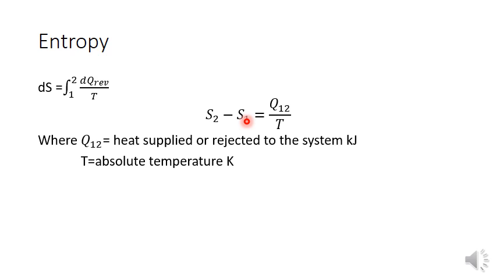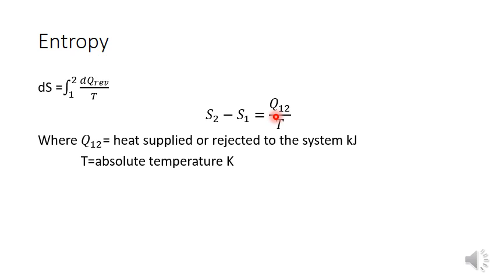Because in an adiabatic process the heat transfer is 0, 0 by temperature is 0. So the change in entropy ds is equal to 0, so S2 minus S1 is equal to 0, so S2 is equal to S1. This is for the reversible adiabatic process. And the entropy of an isolated system will increase when an irreversible process occurs within it.